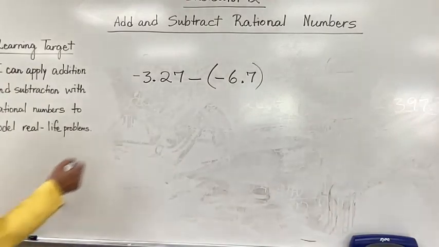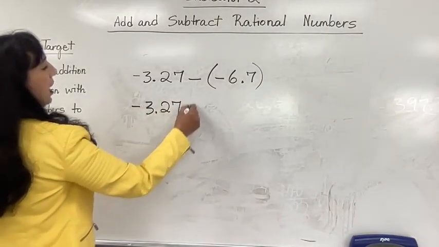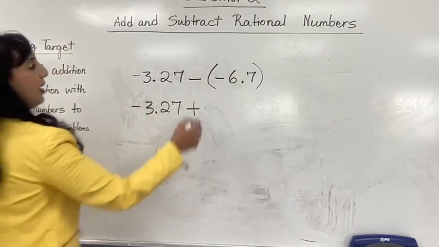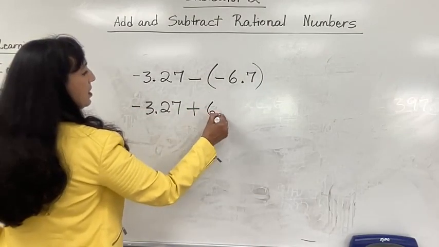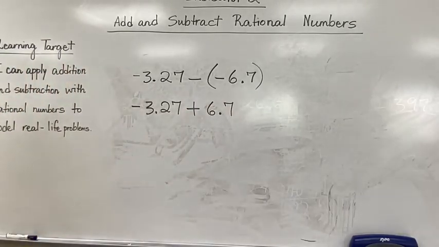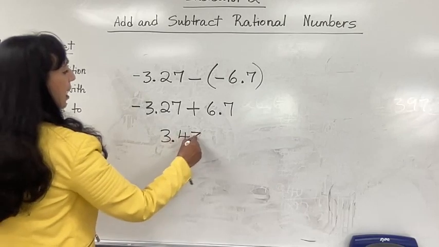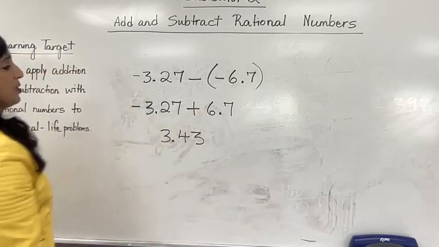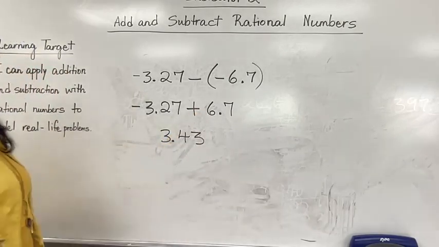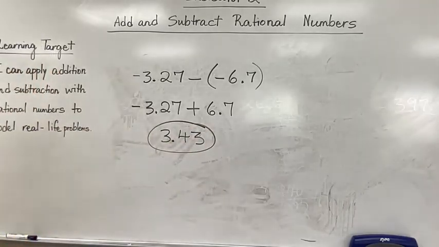So this is going to be negative 3 and 2700. Add the opposite of negative 6 and 7/10 is positive 6 and 7/10. All right, and now they are opposite signs, so I am going to subtract, and I get 3 and 4300, and then the sign in front of the bigger number is what? Positive, so this is going to be a positive number. All right, so that's going to be my final answer.